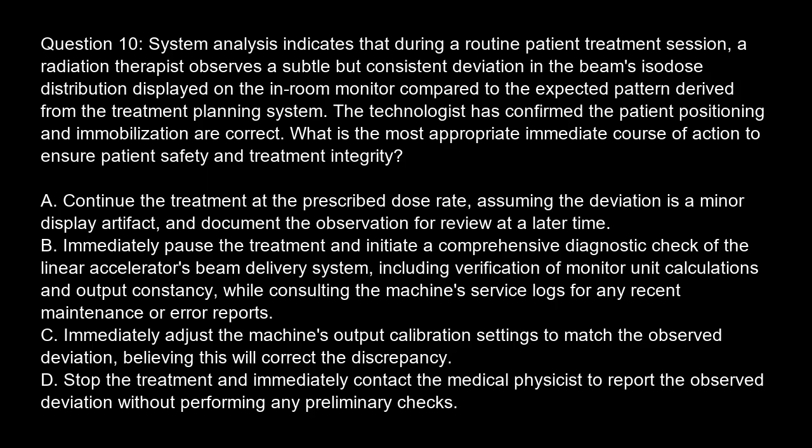Option A. Continue the treatment at the prescribed dose rate, assuming the deviation is a minor display artifact, and document the observation for review at a later time. Option B. Immediately pause the treatment and initiate a comprehensive diagnostic check of the linear accelerator's beam delivery system, including verification of monitor unit calculations and output constancy, while consulting the machine's service logs for any recent maintenance or error reports. Option C. Immediately adjust the machine's output calibration settings to match the observed deviation, believing this will correct the discrepancy.